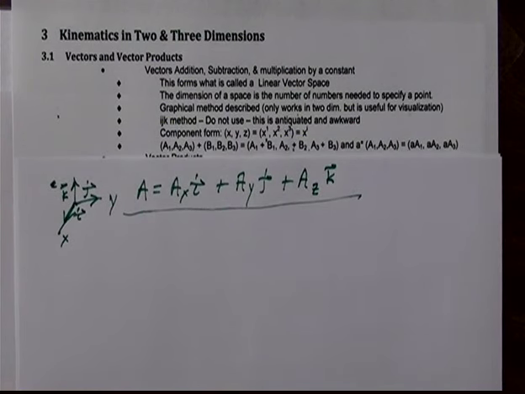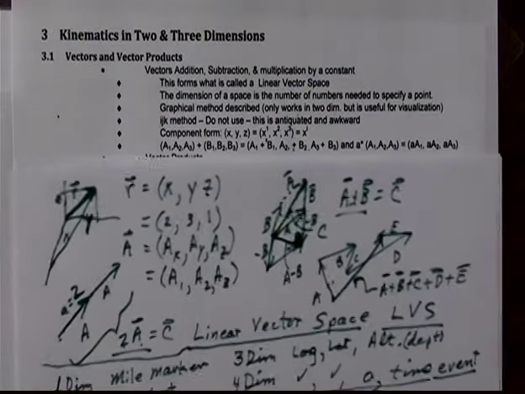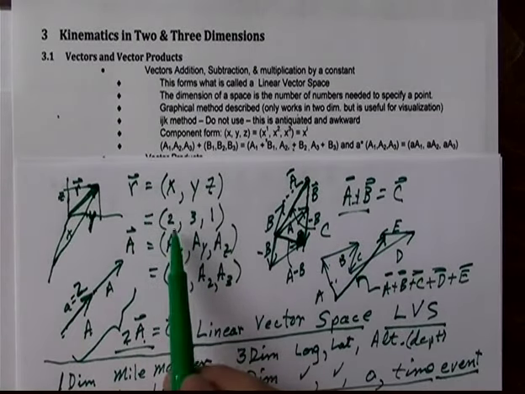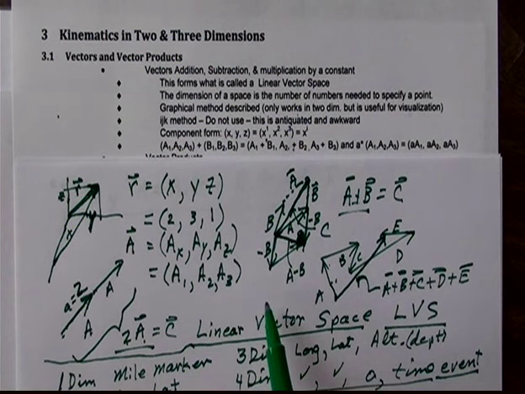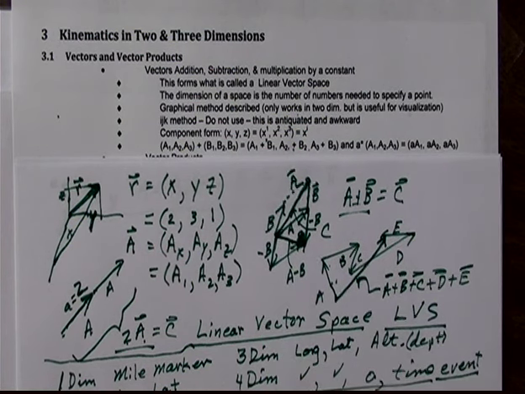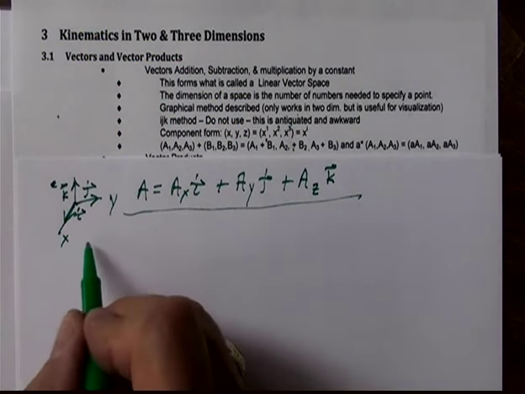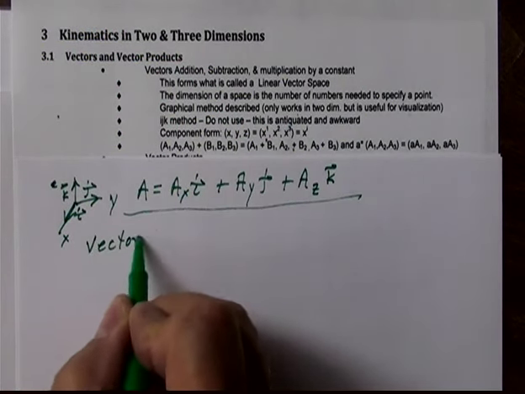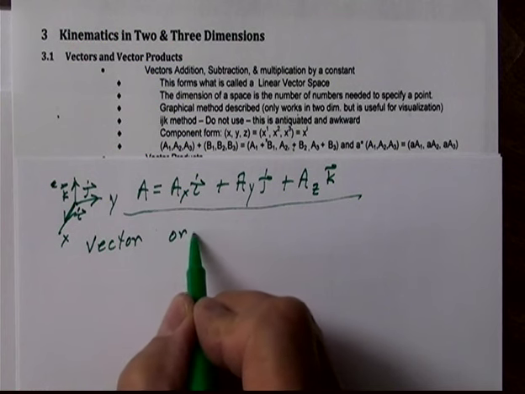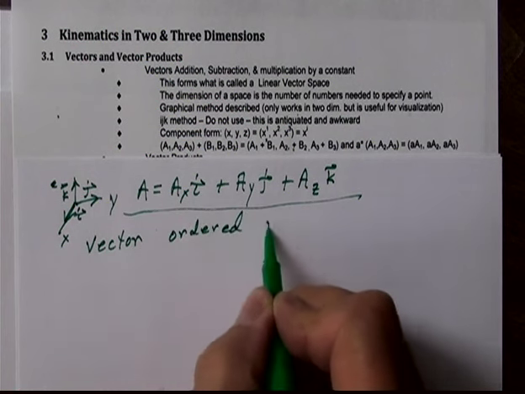We're going to use the method that we first discussed, where we are representing a vector as a set of ordered numbers. Thus, a vector could be said to be a set of ordered numbers, or sometimes a vector is said to be an ordered n-tuple.